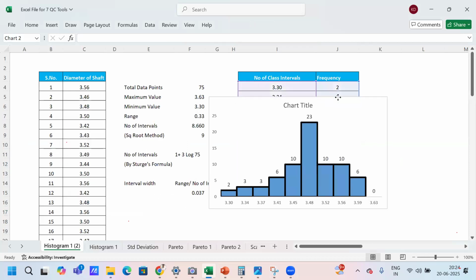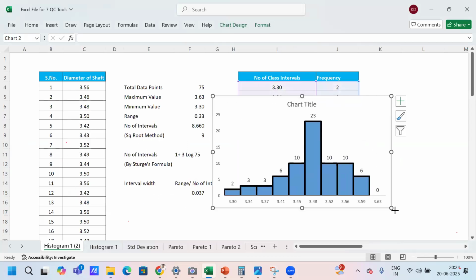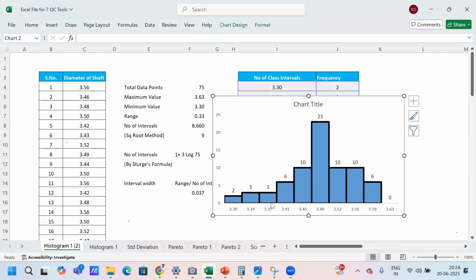Now, somebody was asking me, what is that 3? What is that 6? What does it mean? 3.30 diameter: there are 2 jobs I found which have 3.30 diameter. I found 3 jobs having 3.34 diameter. I found 3 jobs in between 3.34 and 3.37, 3 jobs. Sorry, 3.41, 6 jobs. 3.45 diameter, 10 jobs. 3.48 diameter, 23 jobs. 3.52 diameter, 10 jobs, 6 jobs, like that.